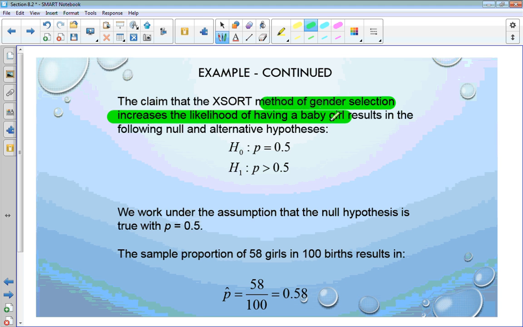That's our claim, so that is our alternative hypothesis. We work on the assumption that the null hypothesis is true, with a p of 0.05. The sample proportion, p hat, we've done p hat before back in 7.2, 7.3. P hat is we got 58 out of 100, or 0.58. So that's our sample, p hat.